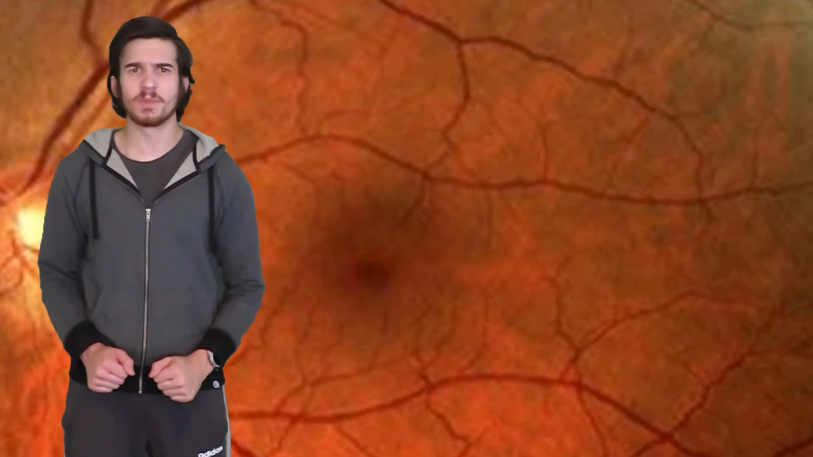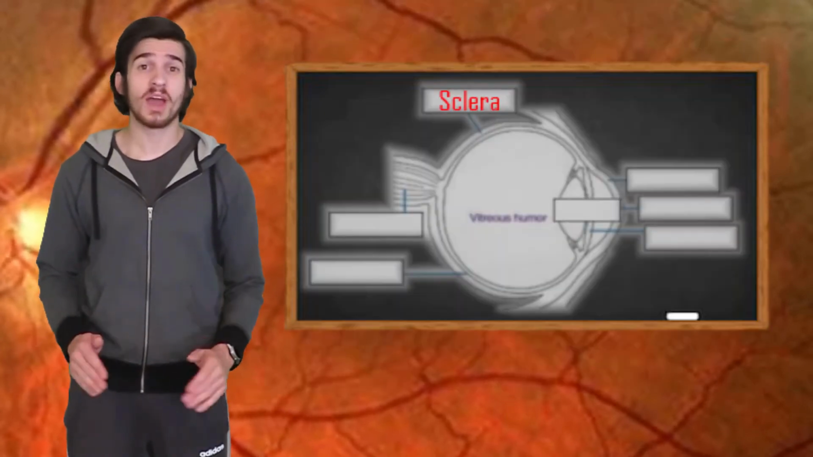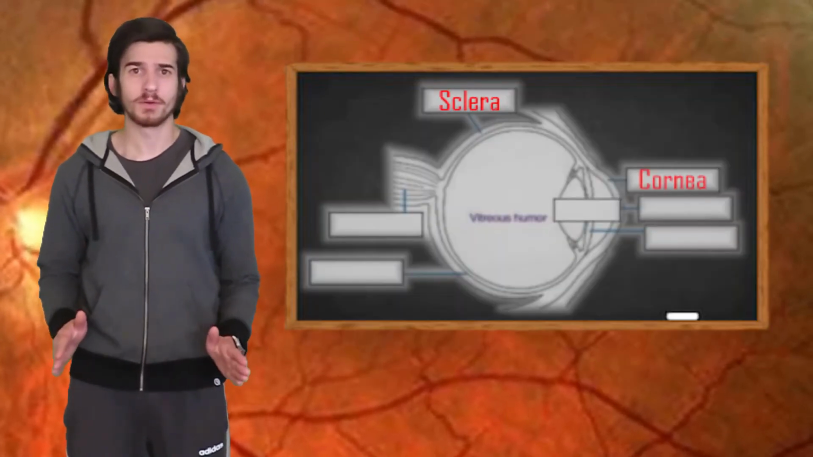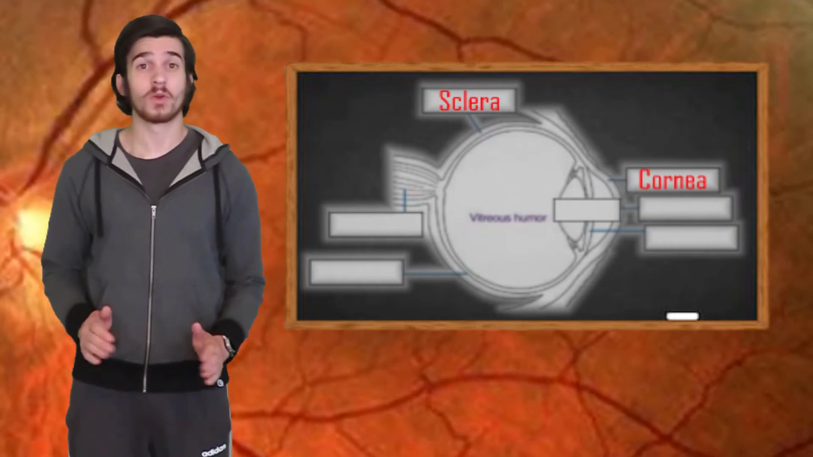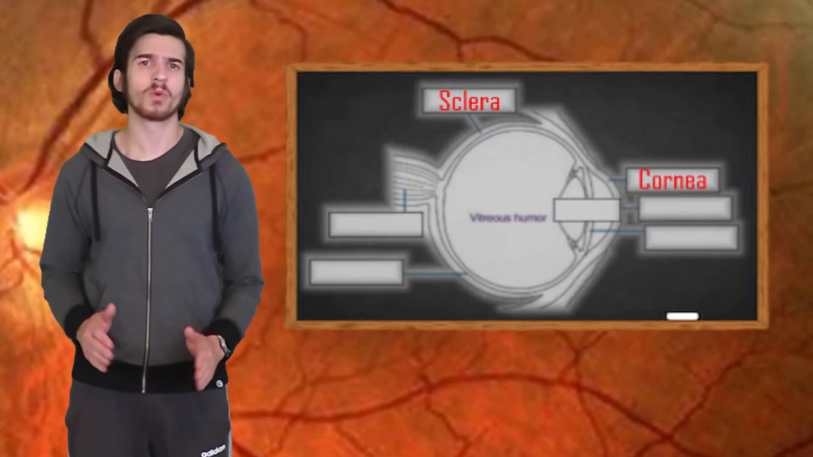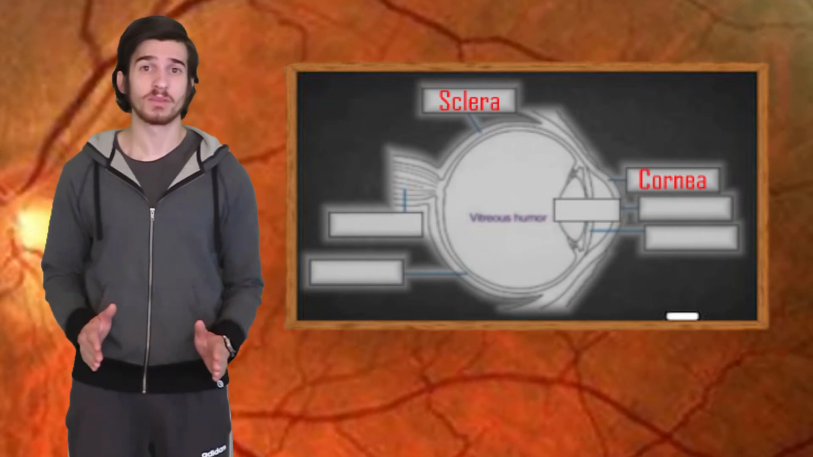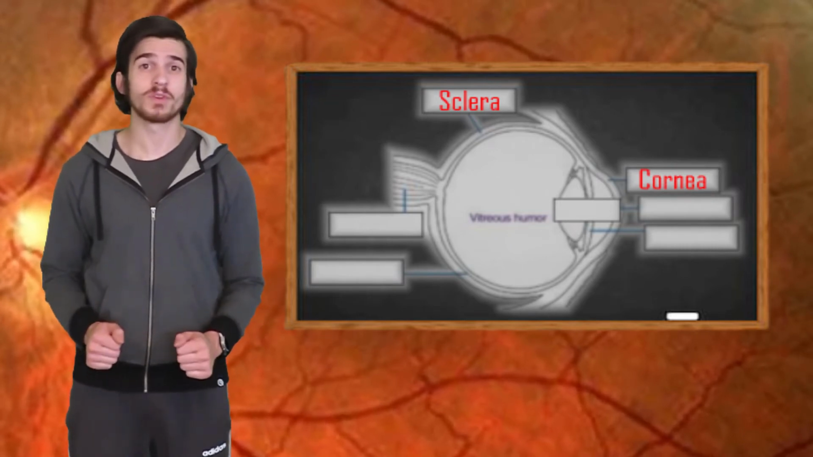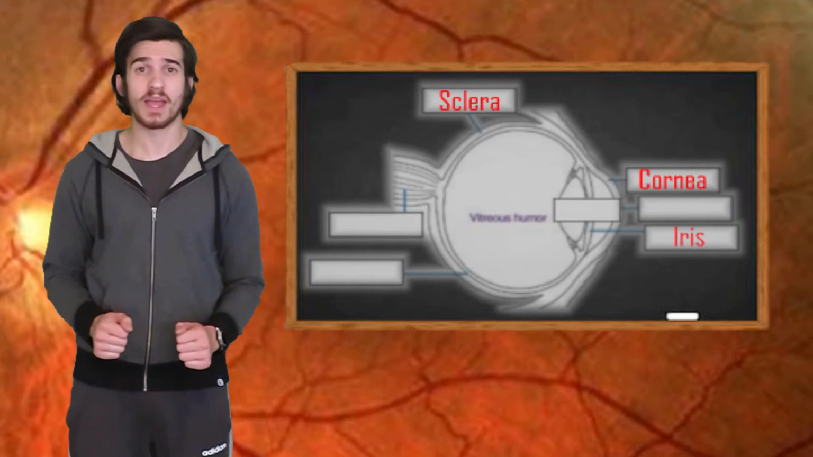So here we are inside the human eye. Let's start learning. We just traveled via light waves through the cornea. This is the clear front layer of the eye. The cornea is going to be shaped like a dome in order for it to bend light to help the eye focus.